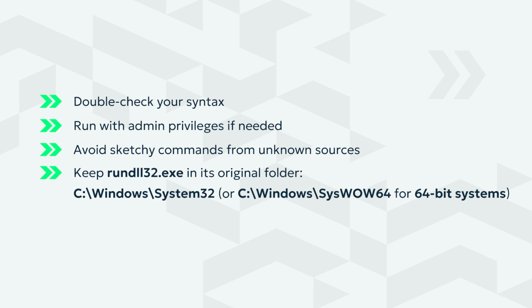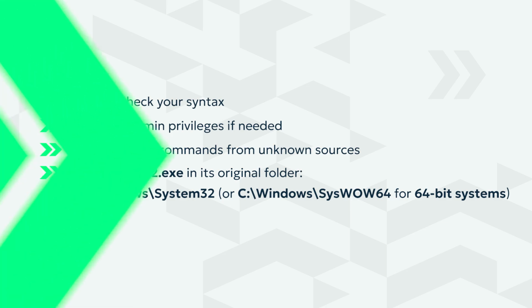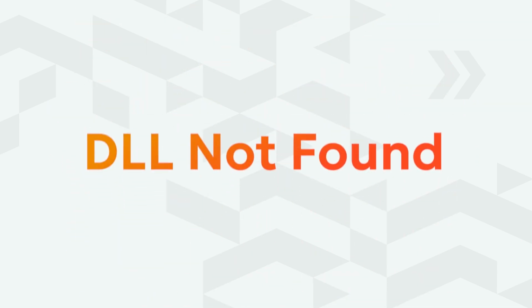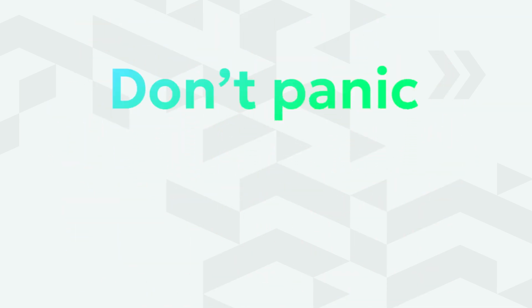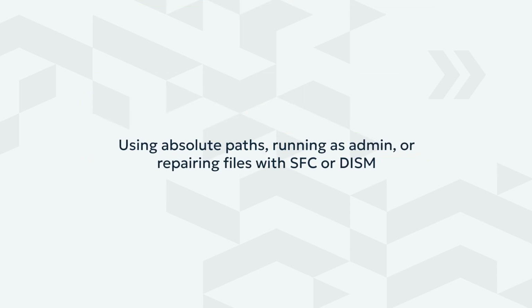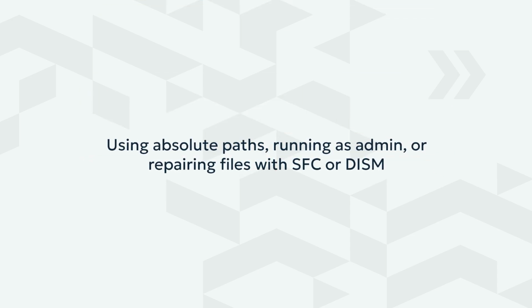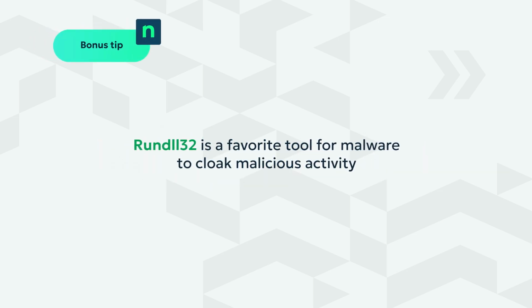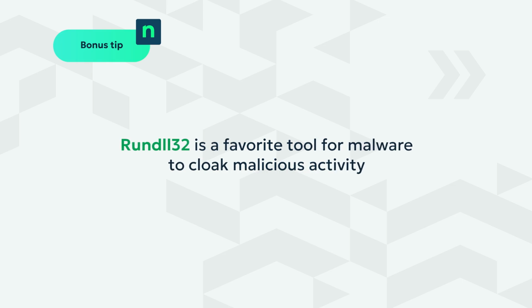Keep Rundll32.exe in its original folder, C:/Windows/System32, or C:/Windows/SysWOW64 for 64-bit systems. Got a weird error? Access denied, invalid function, or DLL not found? Don't panic. Most issues are fixed by correcting syntax, using absolute paths, running as admin, or repairing files with SFC or DISM.